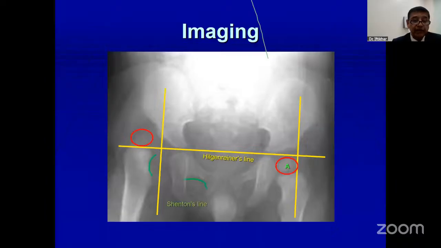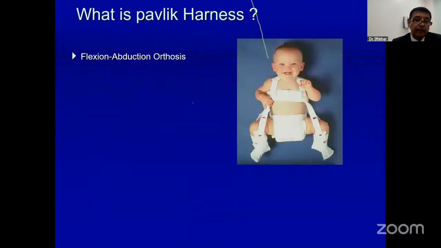And look at the Shenton line. If you draw it, it's broken. It's not a continuation of the curve. So these are the few lines you can use, by looking at just a plain X-ray, to tell dislocation and where it is lying. Now, this is the Pavlik harness.